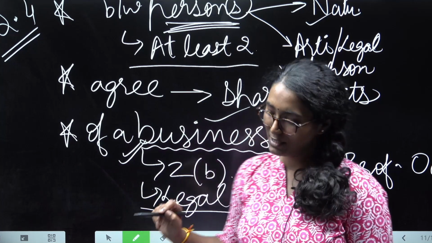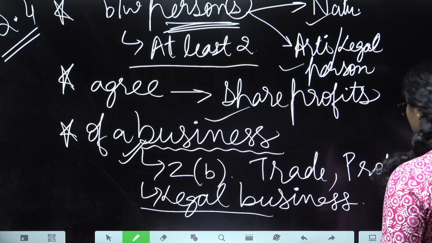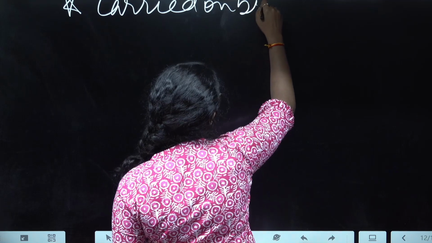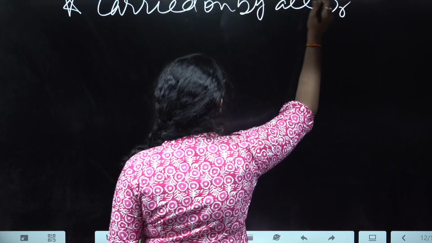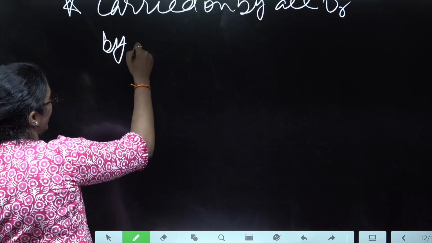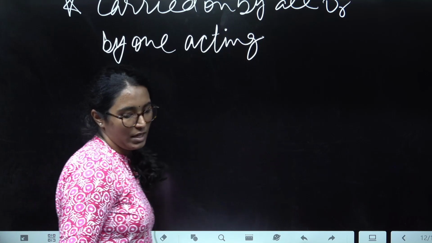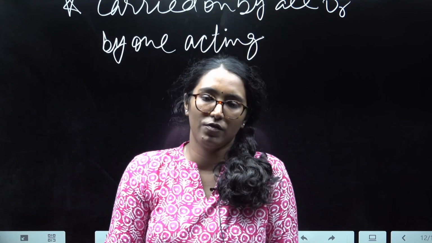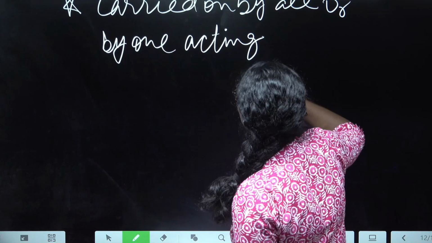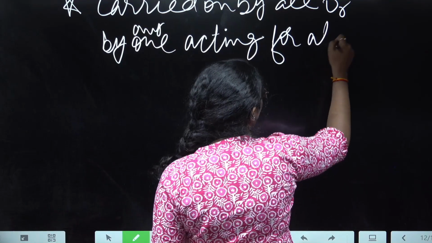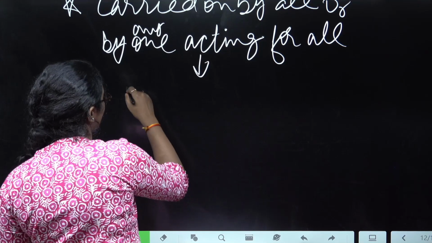Now, is this business carried on by these partners? Yes. The next essential element is this business is carried on by all, or it may be carried on by anyone acting on behalf of all. It may be carried on by all or any one of them acting for all, which means that this is a case of mutual agency.